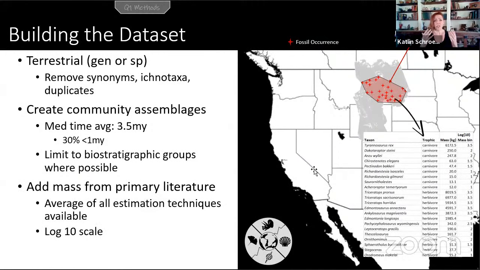And then everything left, so all of the species that were left in our formations, we then took mass from published estimates. Anybody that has looked at dinosaur mass knows that it is just a wild, wild ride, depending upon what kind of method you're looking at. So to avoid those differences in estimation techniques, we used averages of multiple masses wherever we could.